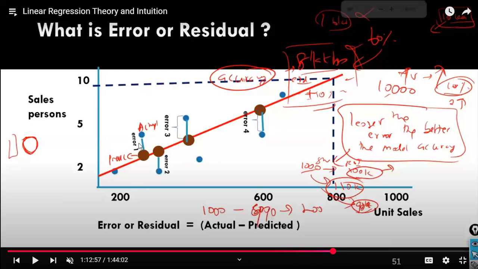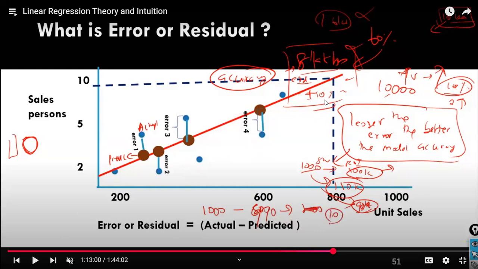So for each and every actual value, we are subtracting it from the predicted value, actual minus predicted, whole squared. Error 1 squared, error 2 squared, error 3 squared, error 4 squared, error 5 squared. And if you add all the errors, that is your sum of squared error.